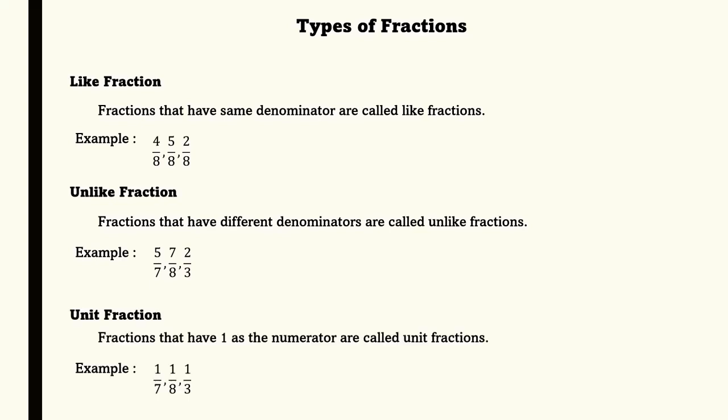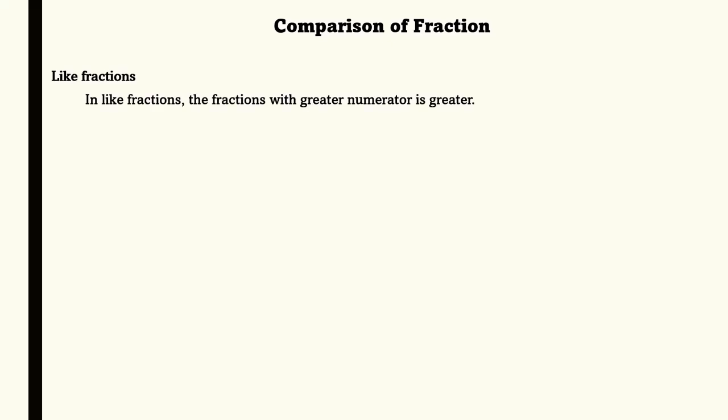Unit fractions. Fractions that have 1 as the numerator are called unit fractions. Now let us move on to a comparison of fractions. Like fractions: in like fractions, the fraction with the greater numerator is greater. For example, which is greater, 5 by 12 or 7 by 12? It is obvious that 7 by 12 is greater than 5 by 12.